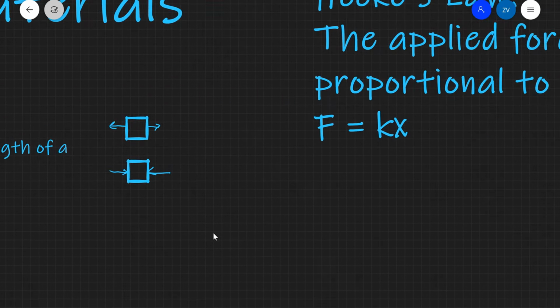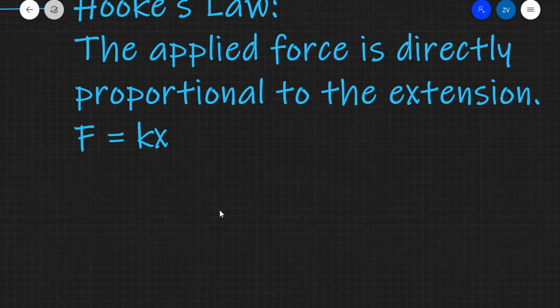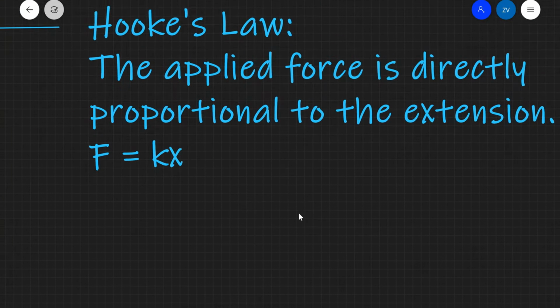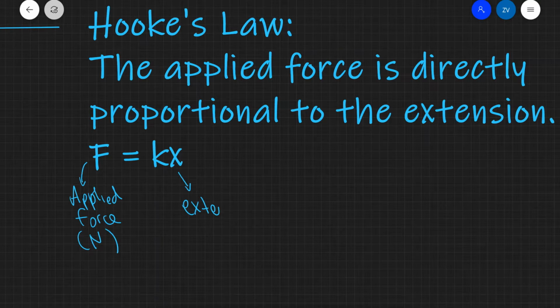And this leads us up to Hooke's law, which is the next point in the A Level Physics specification. So Hooke's law says that the applied force is directly proportional to the extension. In this case, F stands for the applied force. So we can just write this down. This over here is the applied force, which is measured in newtons. X is our extension, like so.